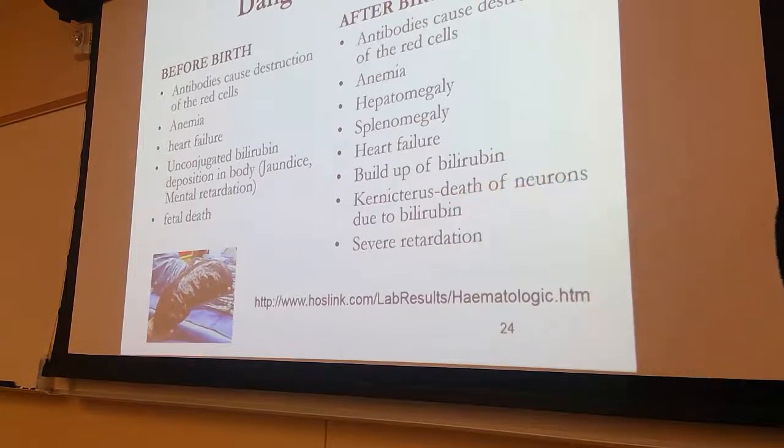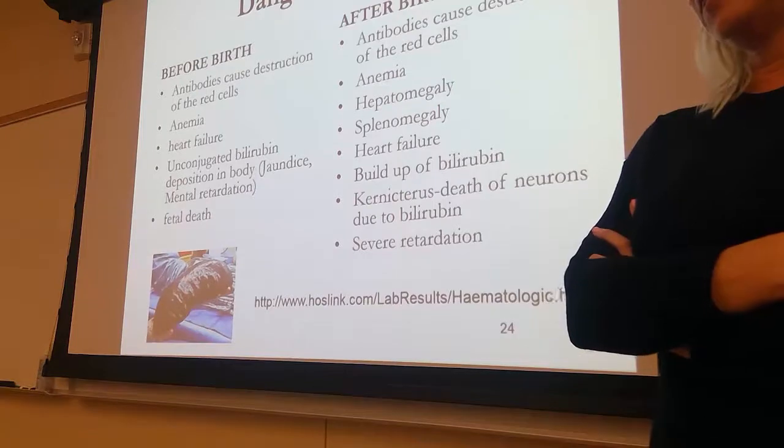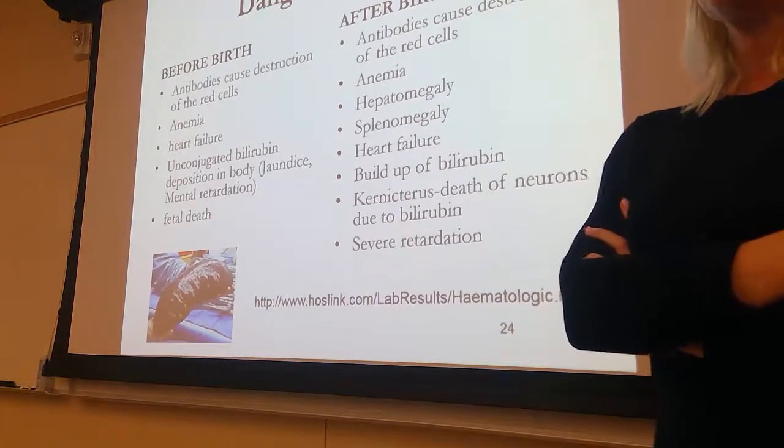This is a picture of a spleen, but not from a baby. That's from an adult, because that spleen is about the size of a baby. That's how enlarged it is. And you heard me talk about kernicterus, which is death of the neurons. We don't want our babies to be sent home with severe mental deficiencies if we can prevent it, if we can avoid it altogether. So how do we prevent?